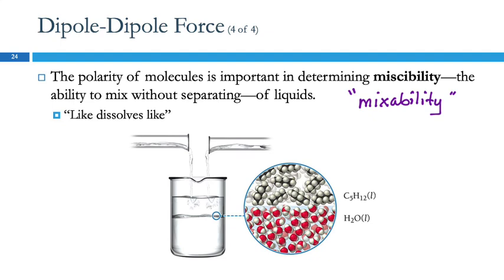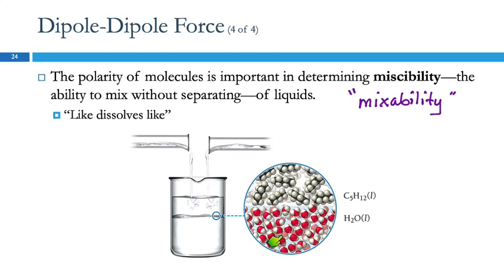So if you take alcohol and water and you pour them together, they will mix together just fine. They are miscible. If you take oil and water and mix them together, they will separate into layers because one is polar and one is nonpolar. Here we have an example of pentane, which is nonpolar, and water, which is polar.